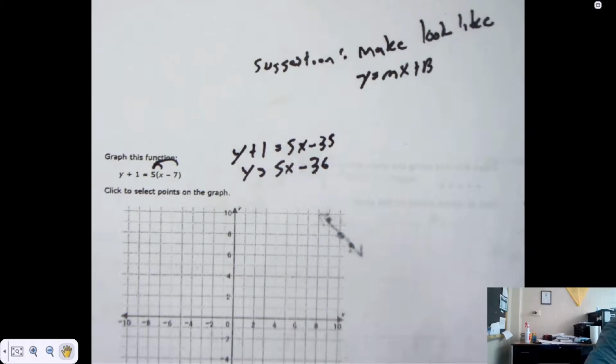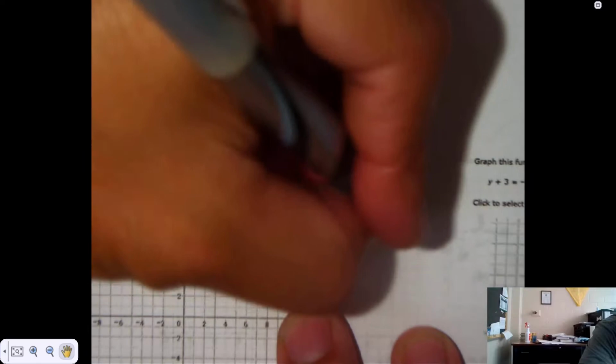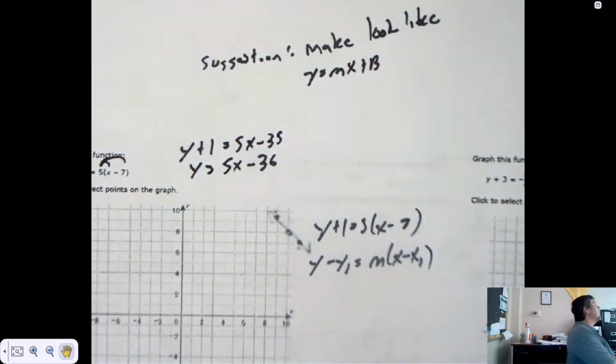You can't graph it. Why can't you graph it? It doesn't go down to -36. Any other suggestions? Thank you, Taylor. That's perfect. I was not expecting anybody to answer that. So I'm going to write down the original equation. And right underneath it, I'm going to put y minus y1 equals m times x minus x1. Mr. Milbrath made you memorize that formula. That's the point-slope formula.